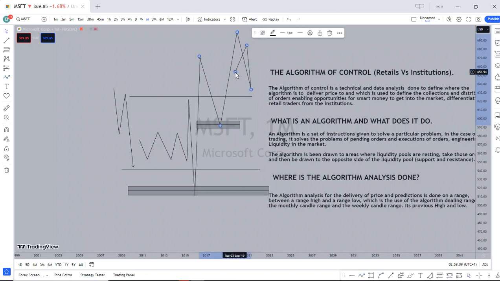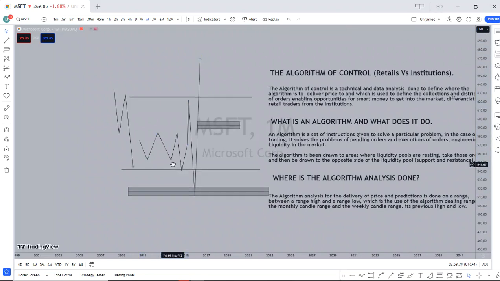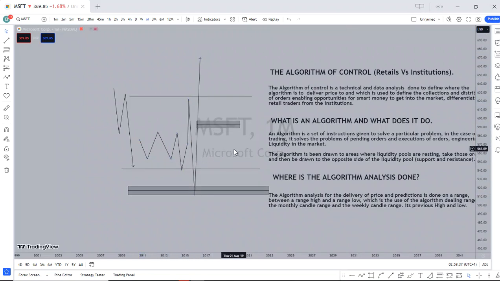So that is why with this you can get to understand what I mean when I use the algorithm to talk about a hunt on the previous month low, then that means its next draw is the previous month high. What I'm trying to explain is that they have taken the orders right here, then that means they will have to go and deliver the orders to the other side.